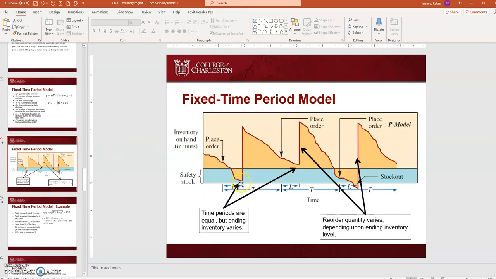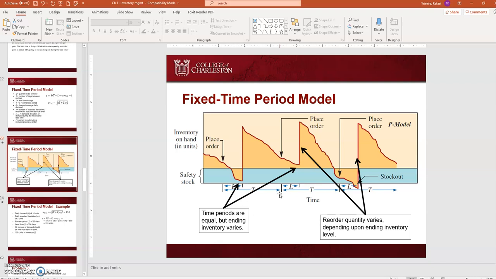Let's take a look at this figure. So this is fixed time. So this is where I place an order, and then an order comes, my inventory goes up, and then at the same interval of time I place another order, and then in the same interval of time I place another order. So the time, the period to place an order is fixed.